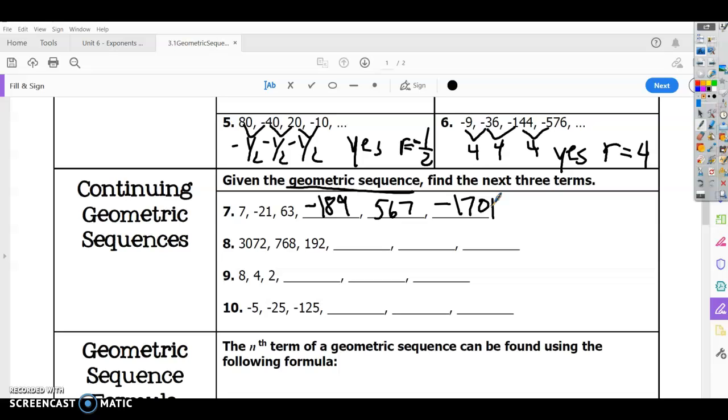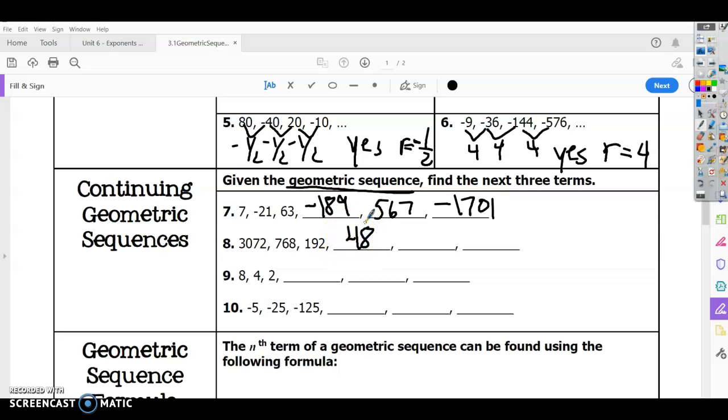All right, so what is the common ratio for number 8? So let's do 768 divided by 3,072, and that's going to give you 0.25, which is the same as 1/4. Okay, so what is 192 times 0.25? That's going to be 48.